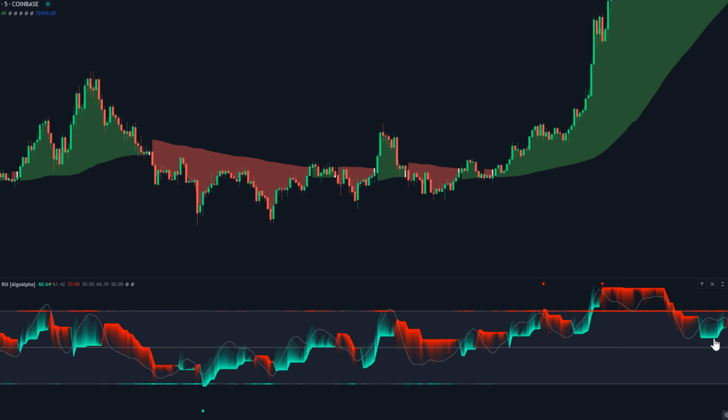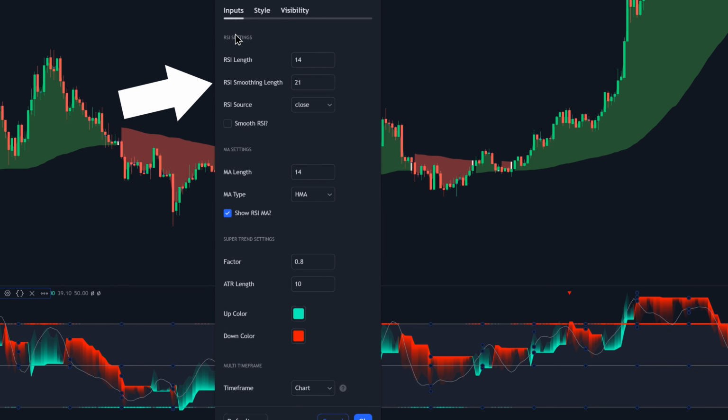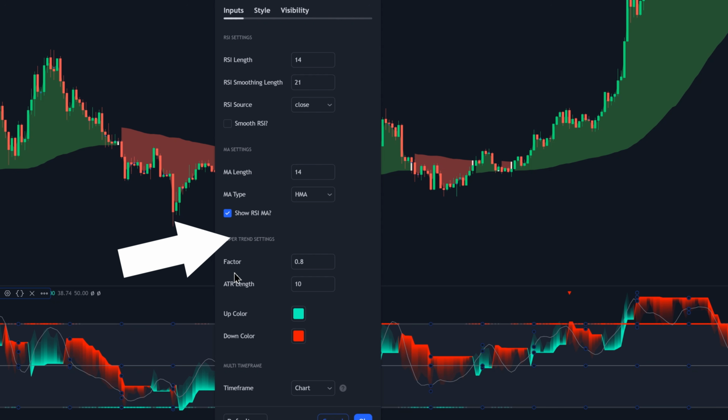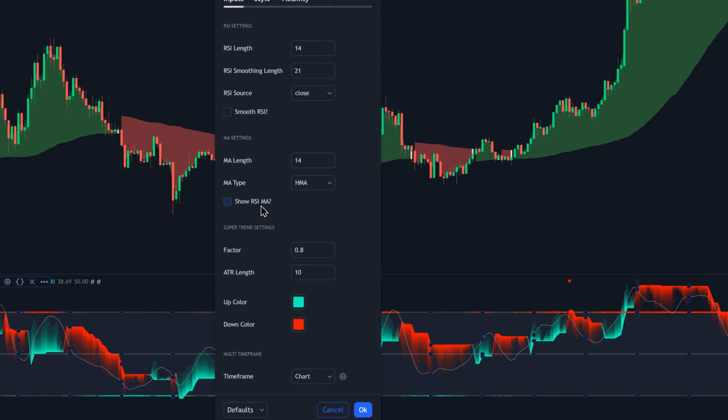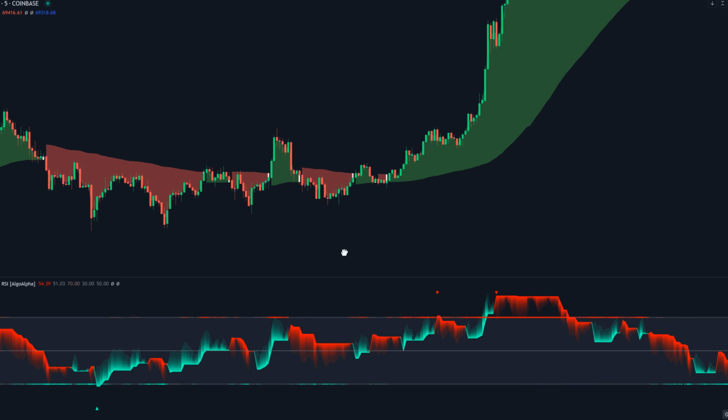Now, looking at the settings of this indicator, we can see that we can change various RSI components right here, things like the RSI length, the RSI smoothing length, etc. We have AMA settings here, where you can change the MA length, the RSI smoothing length, and the MA type. And then down here, we have the supertrend settings. You can change the factor, the ATR length, etc. For this video, the only thing that we're gonna change is this. We need to disable the show RSI MA option because we're not gonna be using that. After that, click OK.